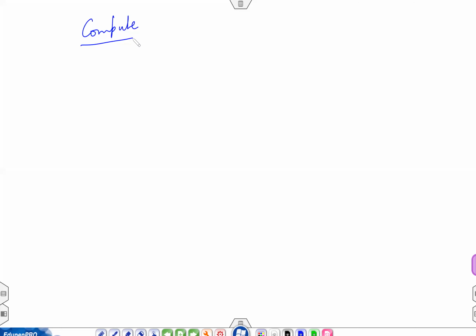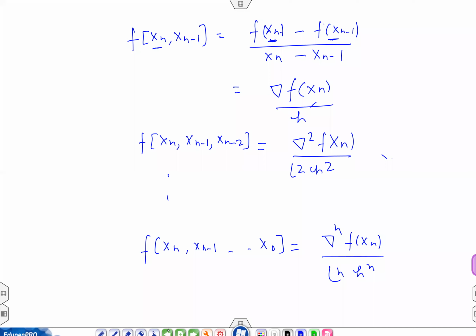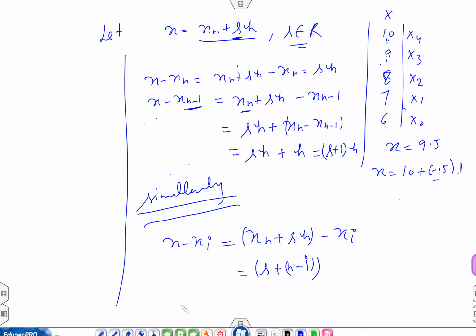Yes, speak. Repeat, just go to the previous slide, only one second. So this is the formula, just note down this formula. In the next class what we will do, we will do a lot of questions based on Newton forward, backward, divided difference and Lagrange. Okay, we will do only questions in the next class.